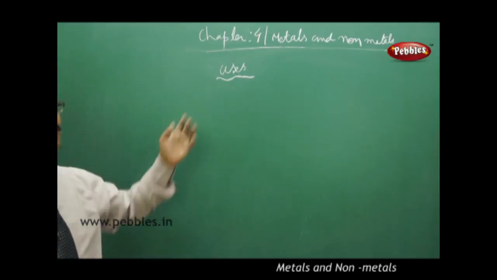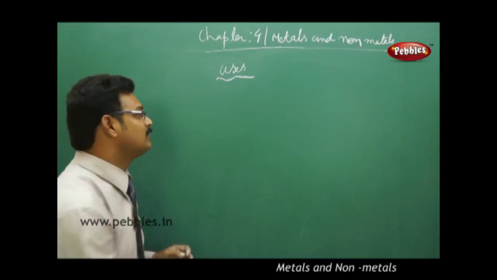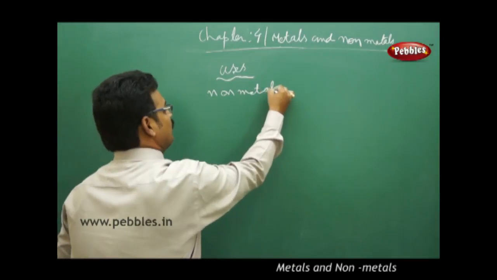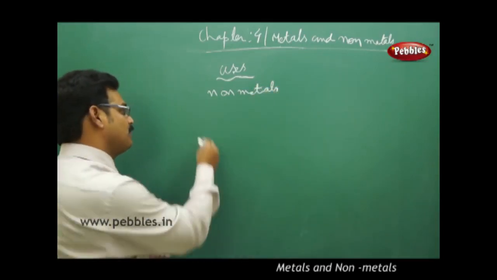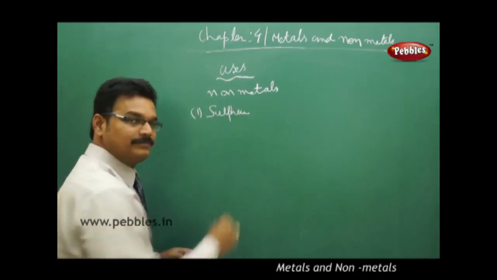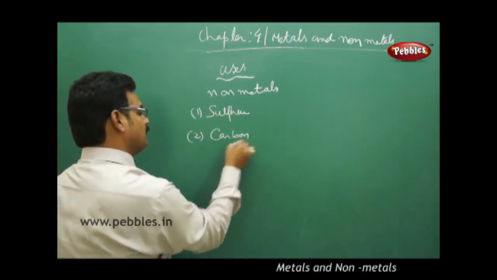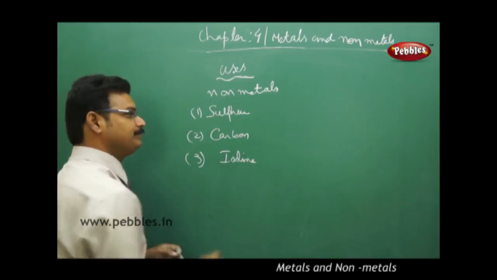Now let me tell you some examples of uses of non-metals. Of course, we have so many non-metals. In our discussion, I am taking the first one, sulfur, the second one is carbon, and the third one is iodine.